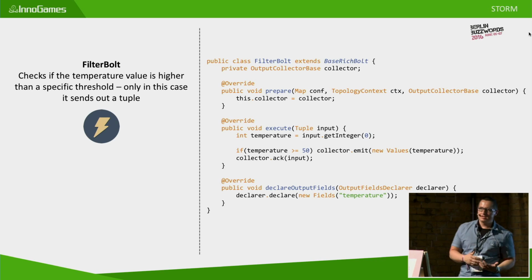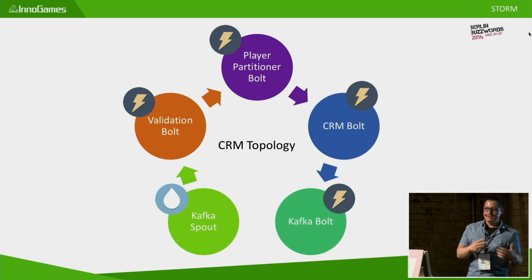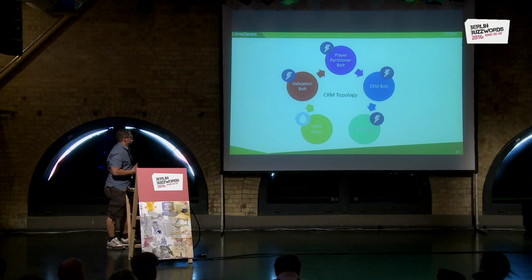Storm also has a high level API called Trident, but that's not part of this talk. You can look it up if you like. But what we did with Storm is this. So this is the CRM topology, which is the main processor for the whole real-time CRM stuff. So let me go through it step by step.